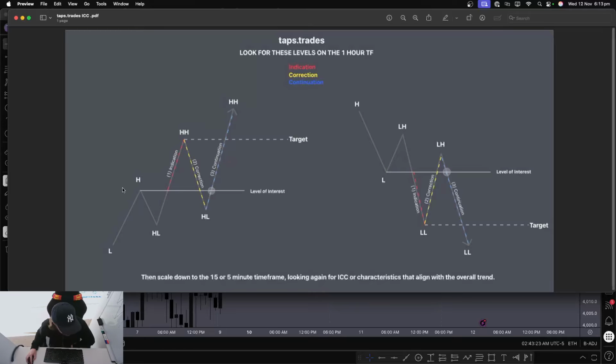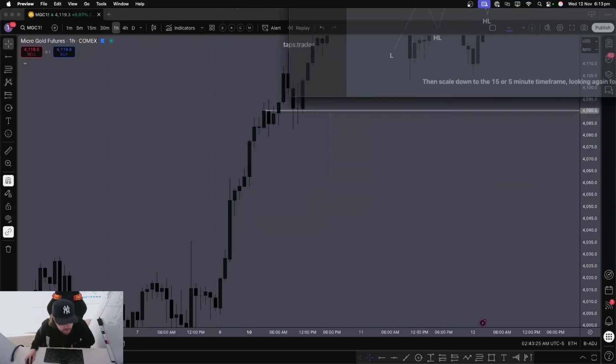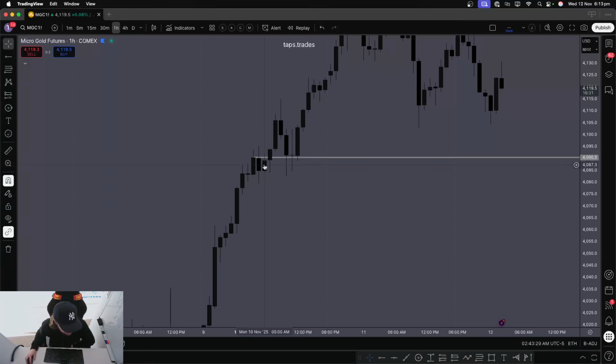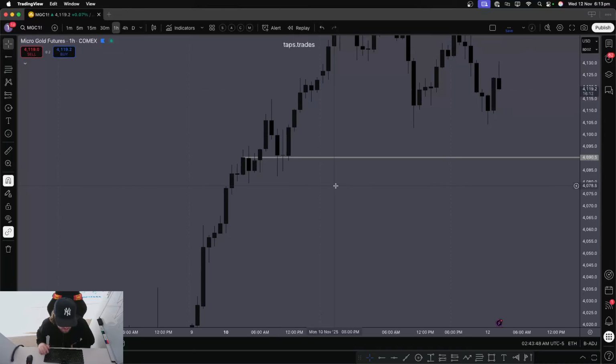So we can draw our level of interest on that previous high. Perfect. So we've got that here. Now, we've got that indication phase. Price then creates the second phase, which is the correction phase. So now, once price gets below this level, we're scaling down to a 15-minute time frame or a 5-minute time frame. And I believe in this instance, the 5-minute time frame looked the best.